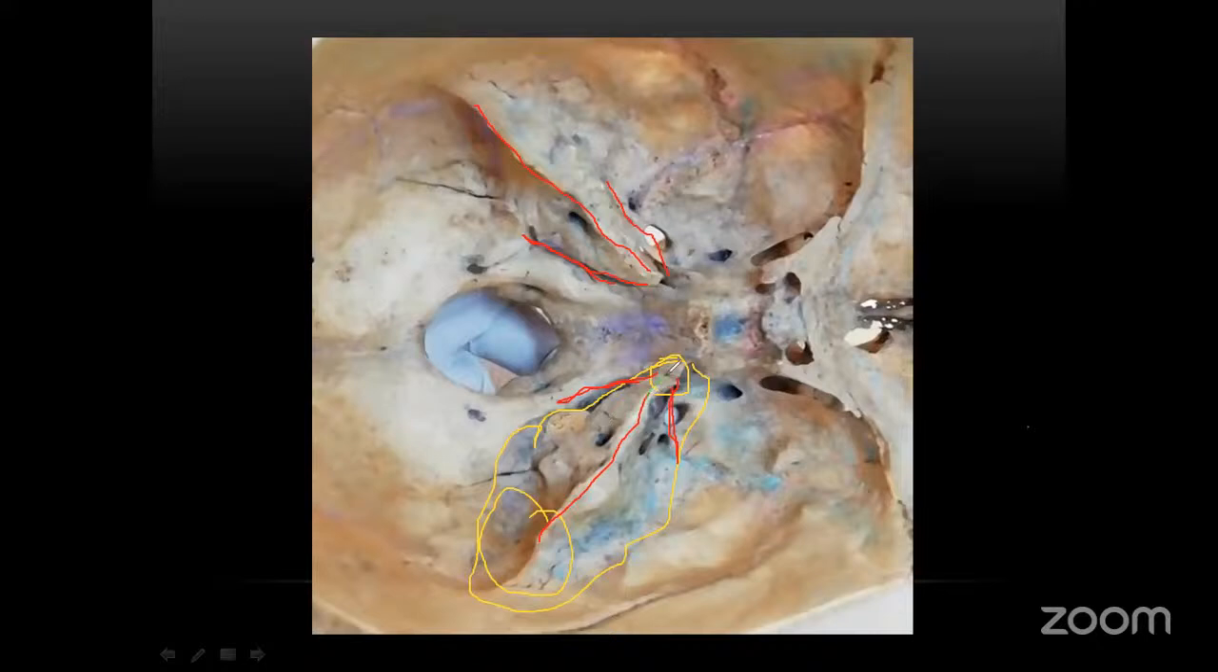The surface that is bounded between the superior border and the anterior border is the anterior surface. This is the anterior surface. The surface that is bounded between the superior border and the posterior border is the posterior surface. And the third one, there is a third surface.